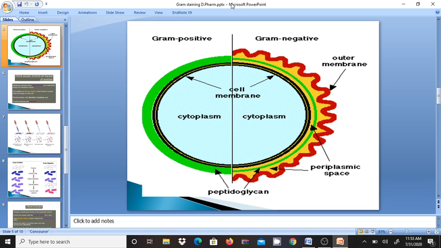This figure is showing the difference between gram positive and gram negative bacteria structure. In gram positive bacteria there are basically two layers: one is the cell membrane and another one is the peptidoglycan layer, that is a thick peptidoglycan layer. In gram negative there are three main basic layers: one is the outer membrane, one is the periplasmic space, and another one is the peptidoglycan layer, but that is a thin peptidoglycan layer.